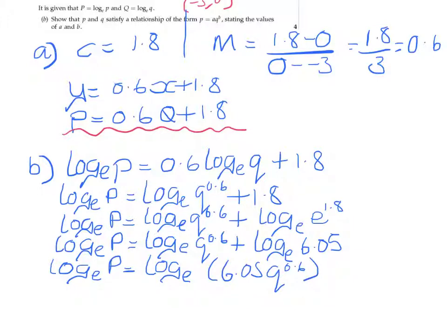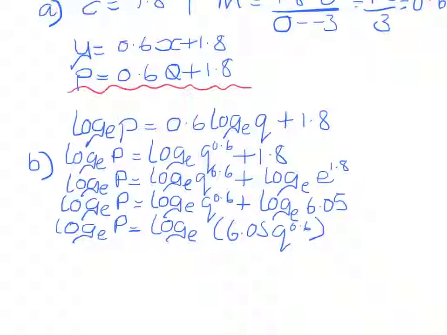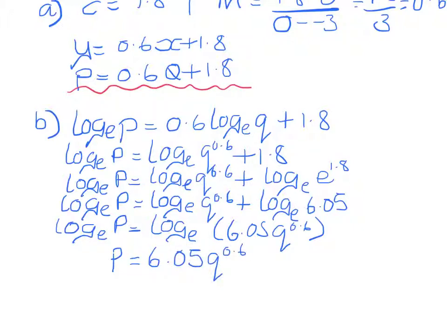Now I know what I'm trying to do here, and I'm expecting it to come out in a certain form because I've actually been told in the question. So you know you're headed in this direction. So I can now compare what I'm taking logs from each side. On this side I've got P, and this side I've got 6.05 times Q to the 0.6. So therefore P must be equal to 6.05Q to the 0.6. And that is in fact the relationship, and that's the formula.